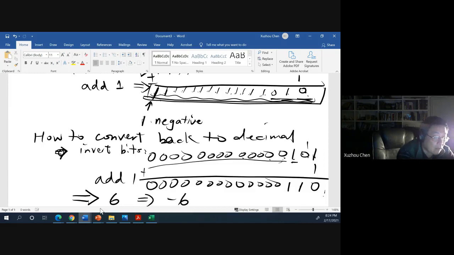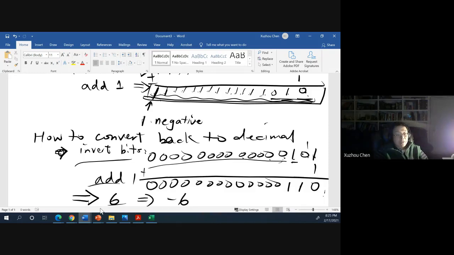It's kind of magical that, when you convert a negative number, you take the absolute value, convert it into a binary number, then invert the bits and add 1. That's the two's complement representation. For a negative number in two's complement representation, you first invert the bits, add 1, then convert back to decimal, and then add the negative sign.